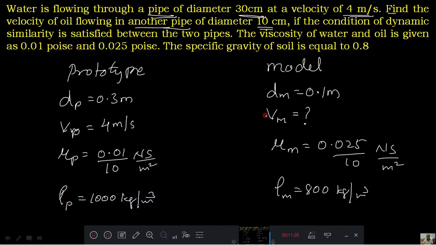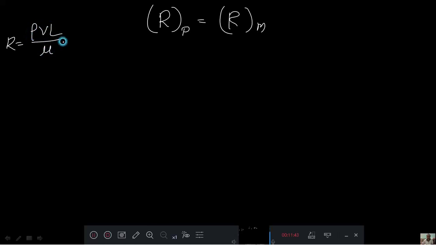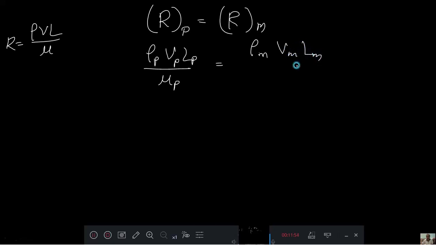What do I want to calculate? I have to calculate velocity. Then what does that law tell? That Reynolds number for the prototype equals Reynolds number for the model. Basically Reynolds number is rho VL by mu. Then write here rho_p V_p L_p by mu_p is equal to rho_m V_m L_m by mu_m.